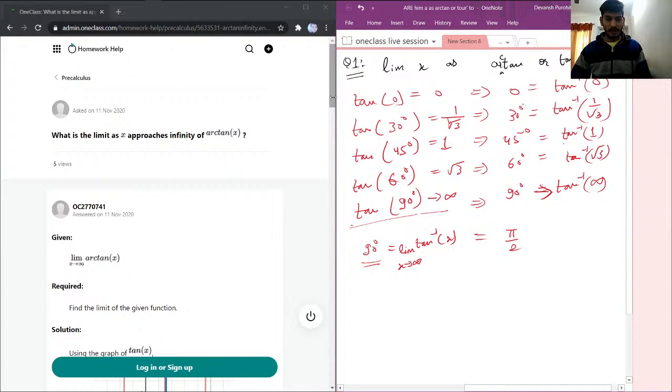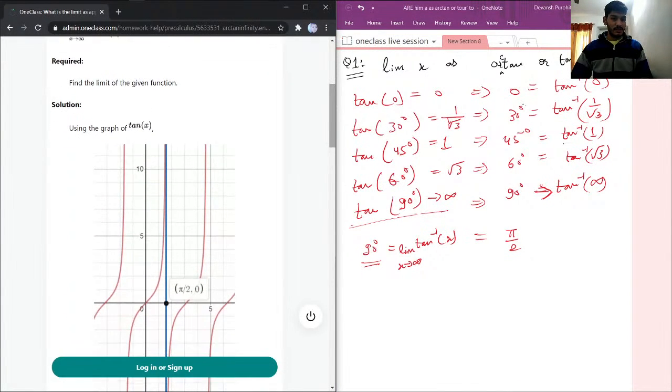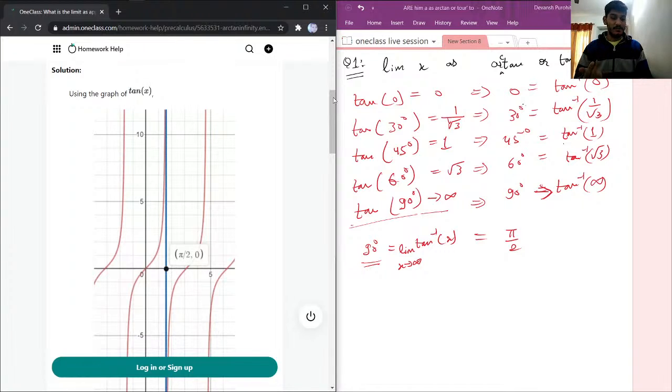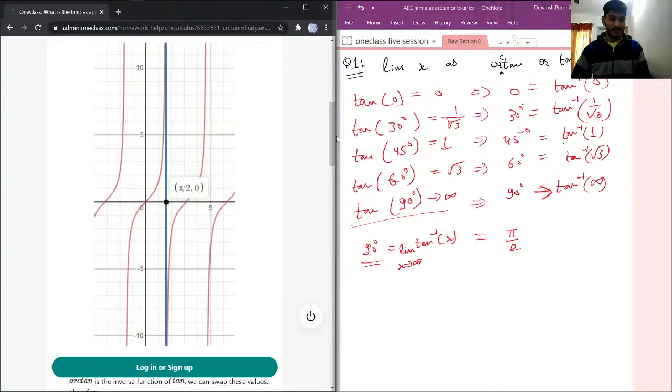Now let's see the solution given by junior tutor. So here they have given the solution using graphs. We all know the graph of tangent of x. With this graph, we can clearly see that in this y-axis I have tangent, and in this x-axis I have the angle. At 0 degree, the tangent is also 0.